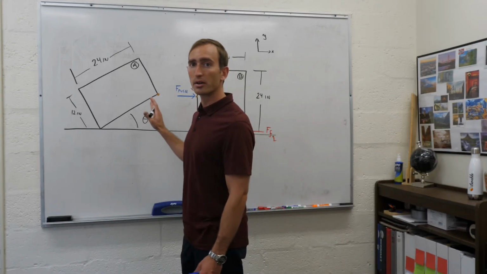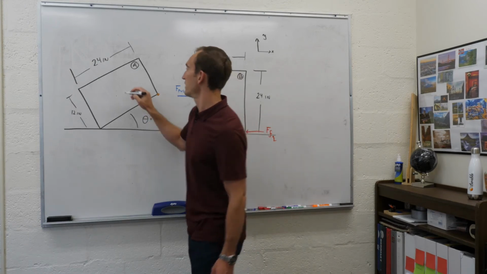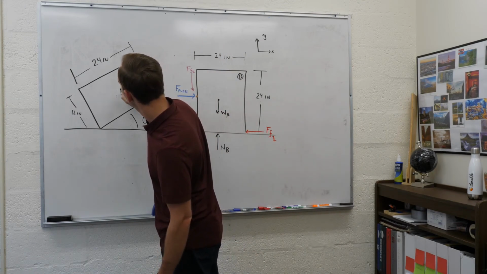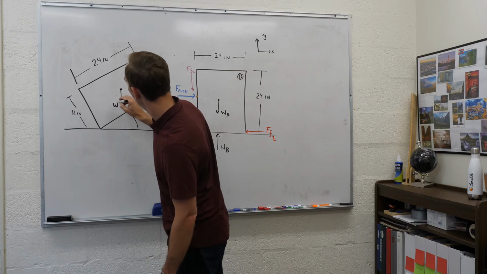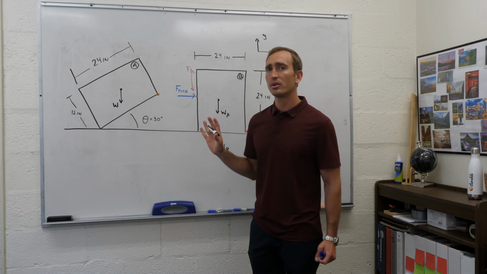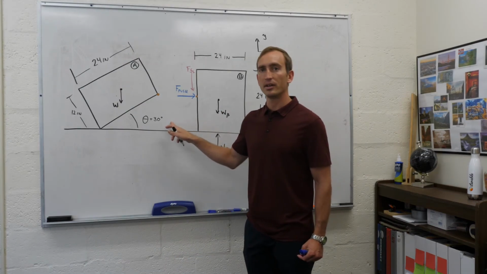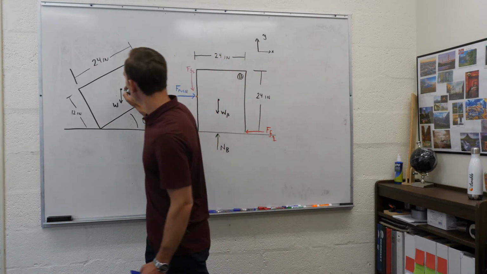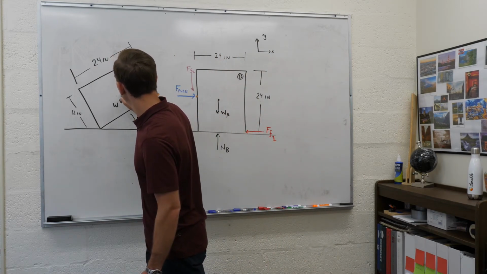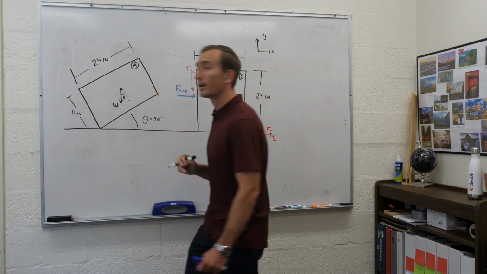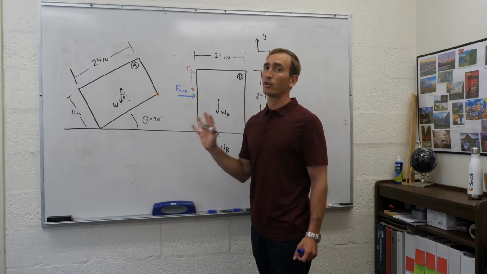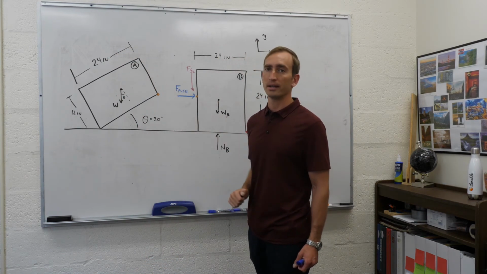What we'd want to do is draw the weight of this box acting from its center of mass straight down. Now what's important to realize here is, because it's inclined at an angle of 30 degrees, we could indicate that this angle right there is also theta. That could be helpful later on, but we won't worry about that right now.